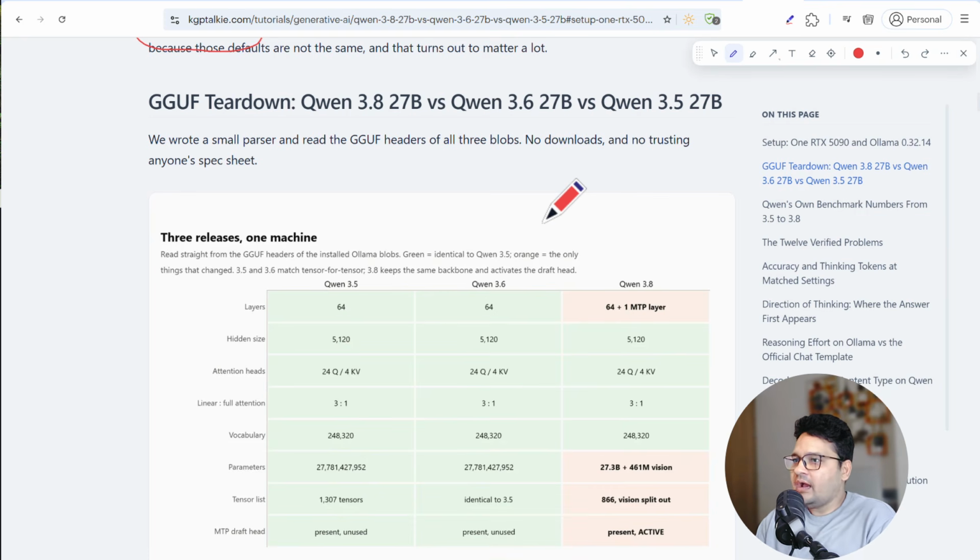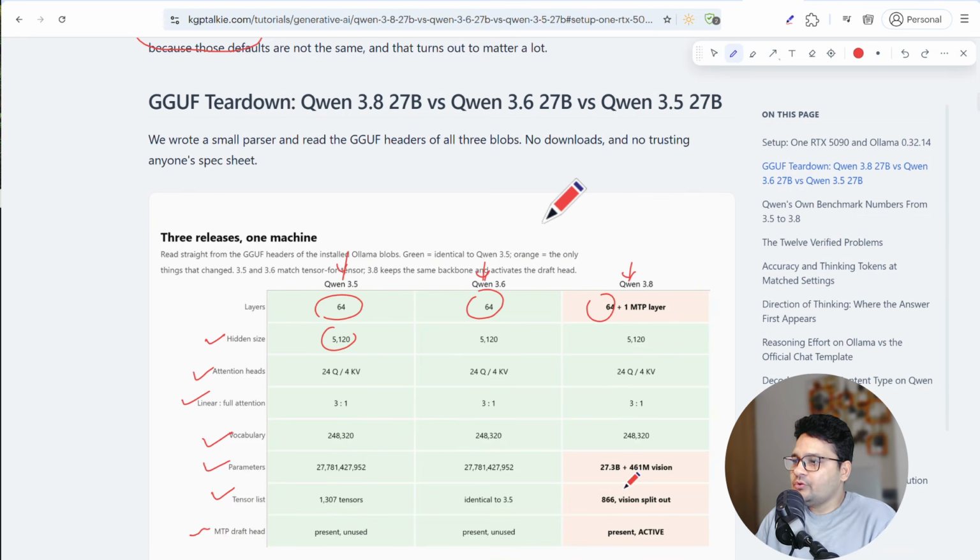So we have here the 3 architectures for Qwen 3.5, Qwen 3.6 and 3.8. You will notice 64 layers for all of these. Hidden size is exactly the same, no difference in that. Attention heads are exactly the same. Linear and full attention are the same, vocabulary is the same, overall parameters are the same, tensor list is also the same. This is something which is different.